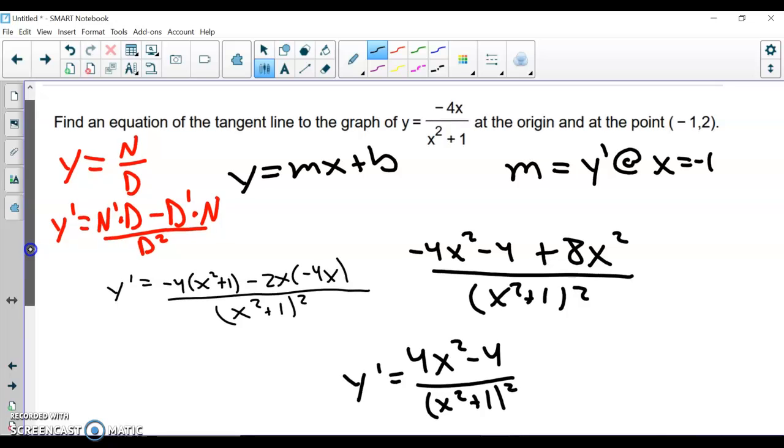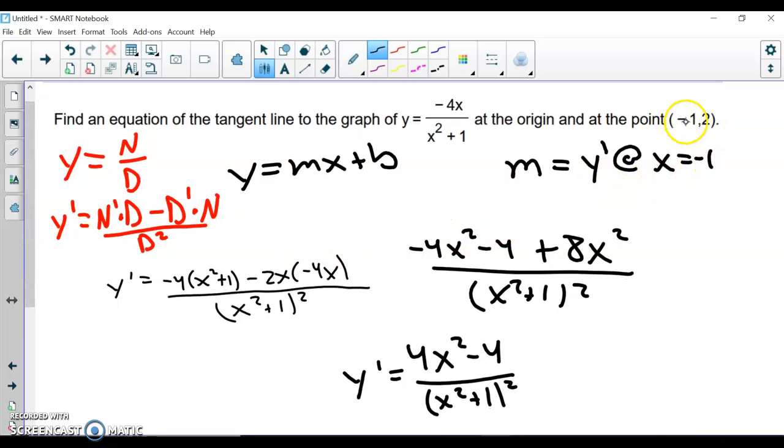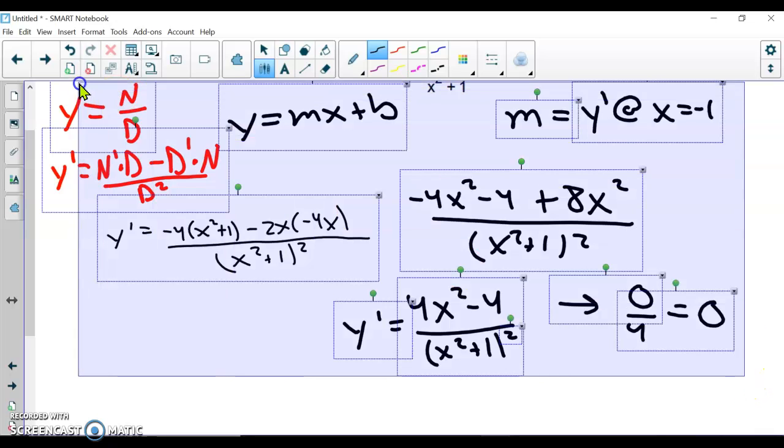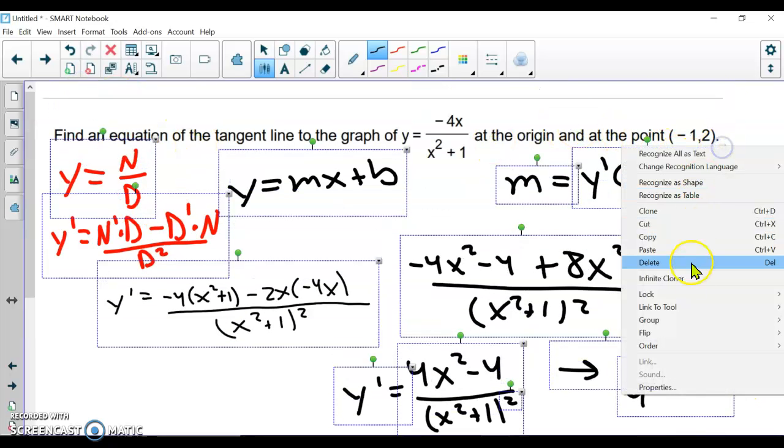So that was a matter of plugging in the x value at the point we're interested in, -1. If you plug a -1 in here, -1 squared is 1, so it's 4 minus 4, which is 0. Wow, so we got a slope of 0. If you notice, the bottom in this case is going to be 4, because -1 squared is 1, 1 plus 1 is 2. But it doesn't matter, right? 0 over anything is 0. So the slope is actually 0. So in some ways it makes for an easier problem. You've just got to know what that means.